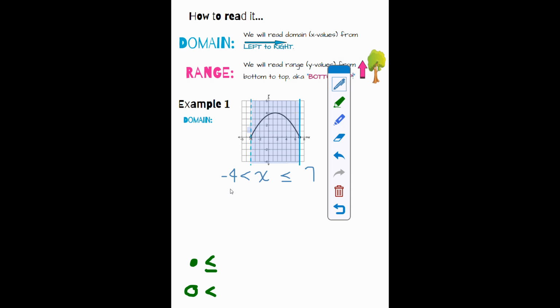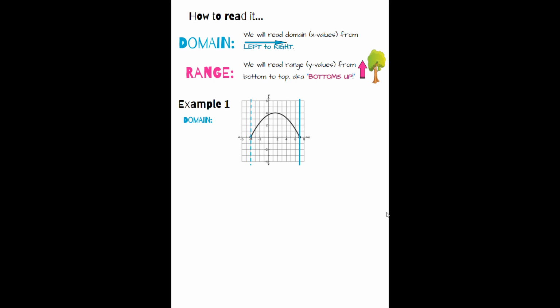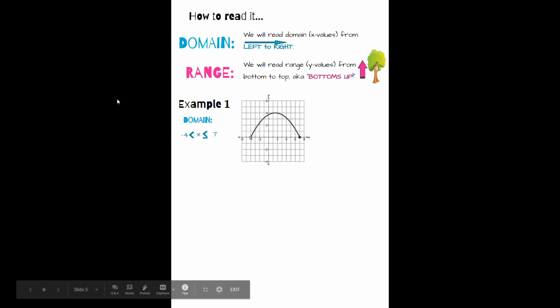This means I am including all of the X values, that's why I colored it all in, between, but not including, -4 all the way to +7. That's what all this means. So let's write that out. -4 is less than X, is less than or equal to 7. That was awesome. Okay, so let's clear that off.